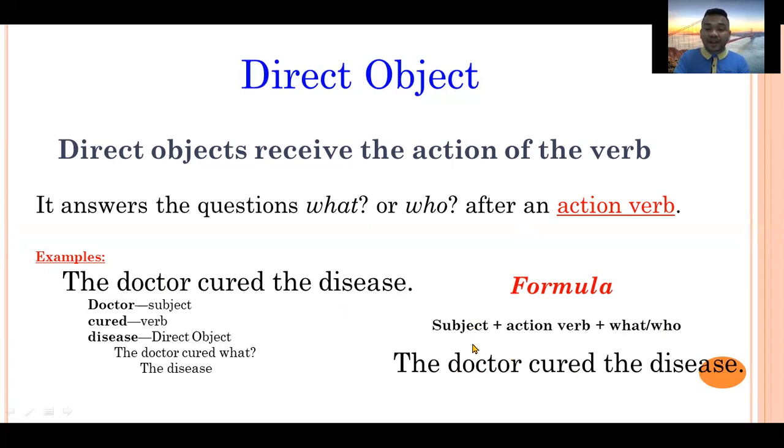So we have our subject, the doctor. We have our action verb, cured. And cured what or who? Cured what? The disease. So therefore, the disease here is the direct object. Some more examples of direct object.